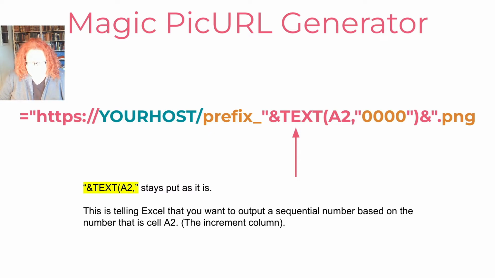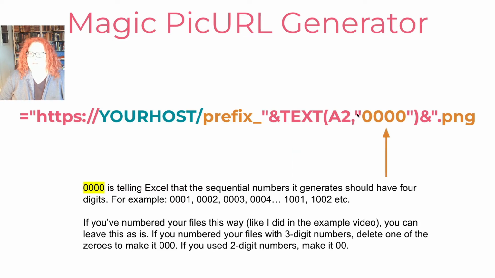So just leave this text as is, this pink part. The 0000, you may be able to just leave as is if your images are named with 4-digit numbers. And that is, again, what I showed you in the video. So they'd be 0001, 0002, or 1001, 1002, etc. So if you did name your images that way, just leave this as it is.